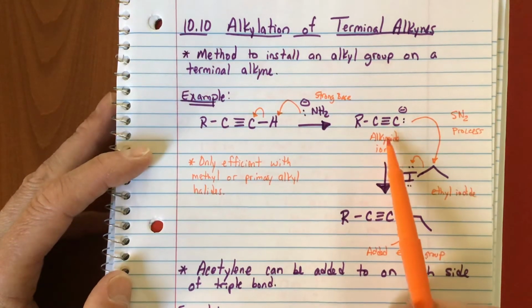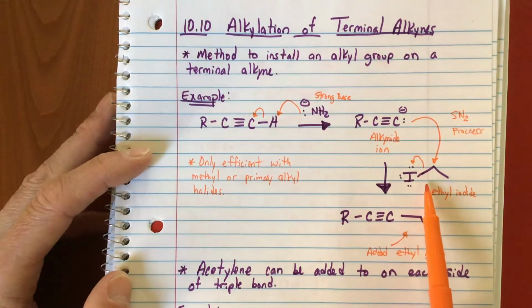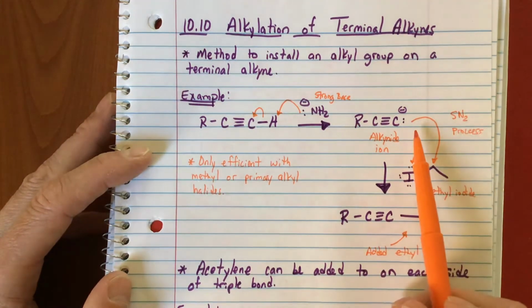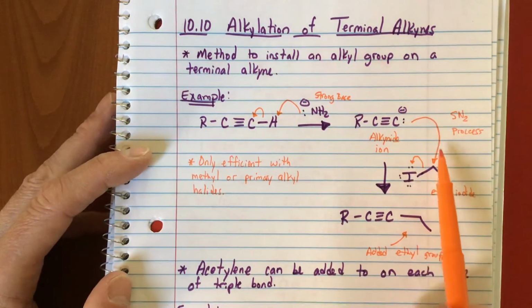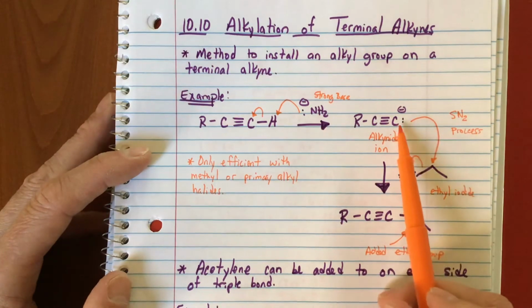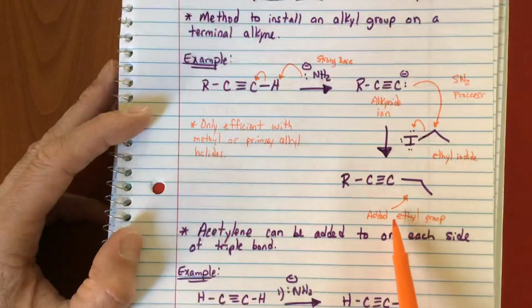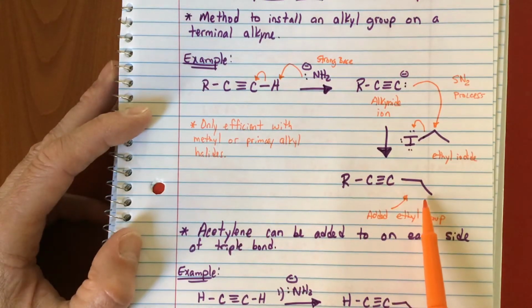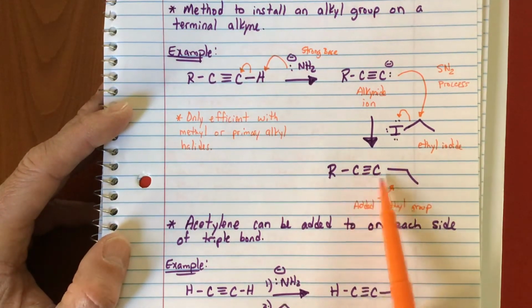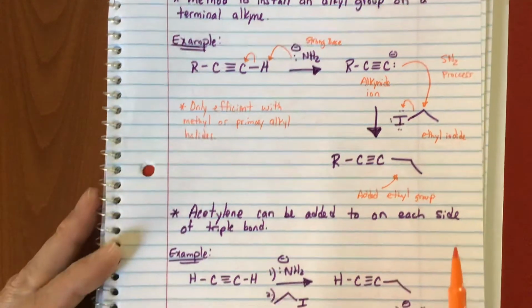Now, this alkanide ion, in the presence of an alkyl halide, in this case ethyl iodide, will act as a nucleophile, and it will attack the carbon, and the iodide will leave. And what we'll have here is this ethyl group attaching to the alkanide ion, which will give us this final product here. So it can add more of a carbon chain onto the alkyne that was present.